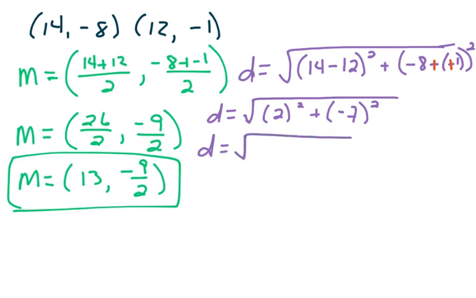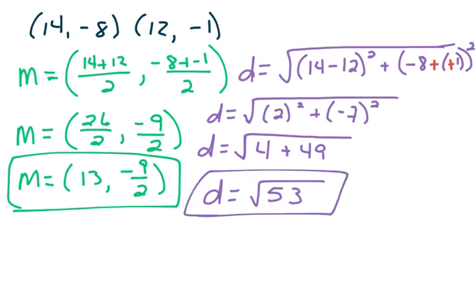Exponents before addition. So 2 squared is 4. Negative 7 squared is 49. Now I add those together. Square root of 53. And here's the nice thing. 53 is another prime number. So I cannot simplify that any further. That is my distance between those 2 points.